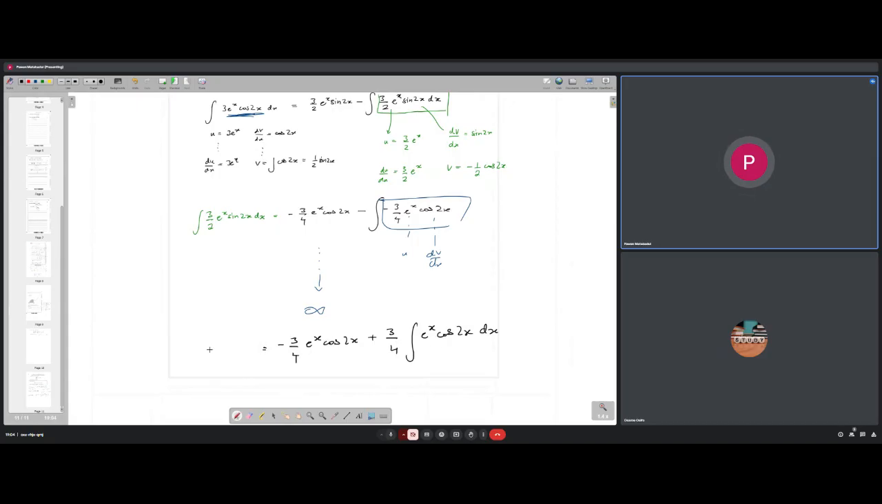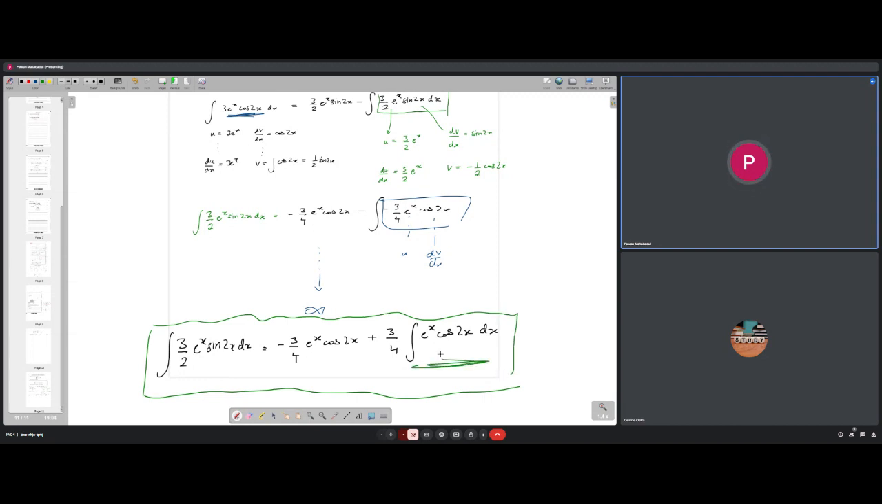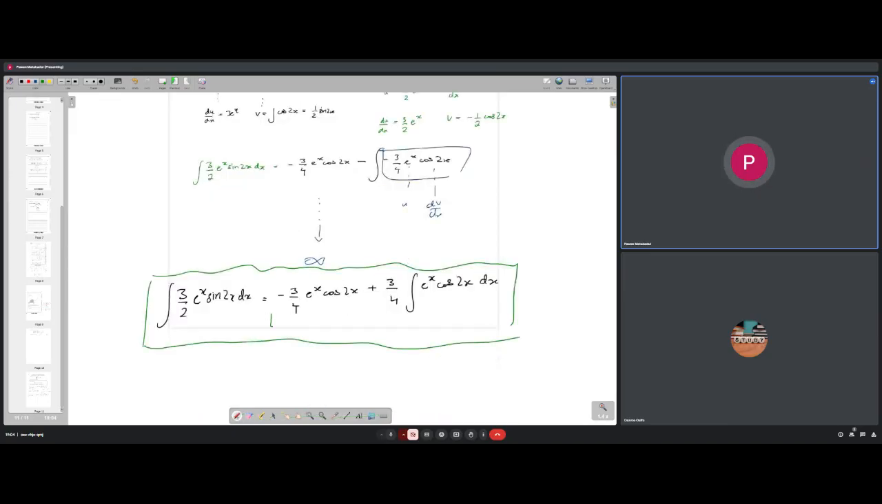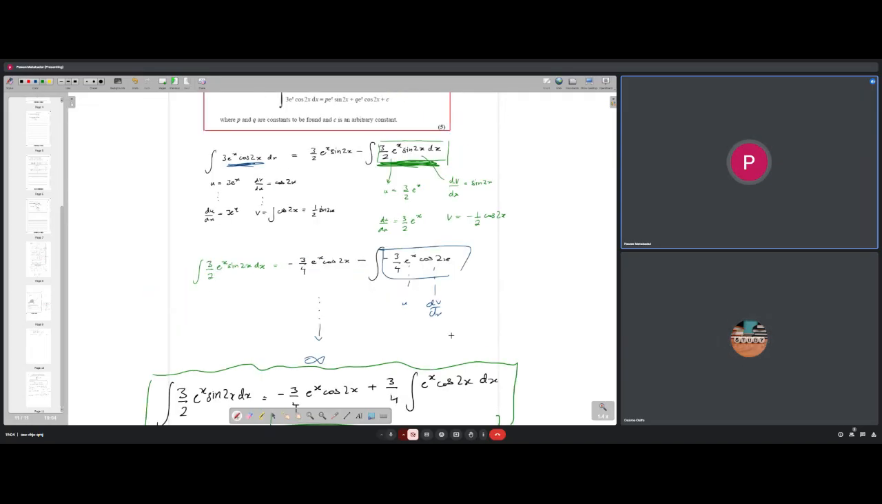So what were we doing here? Well, we were trying to figure out what is the integral of 3 over 2 e to the x sine 2x with respect to dx. So we were trying to work out what is this integral, right? So what can we do with this result? Okay, we can't integrate this. That's okay. Let's just keep it as it is, right? Let's not integrate it. Let's just keep the integral symbol there. So what we can do is I can just replace this with all of this. Do you understand?